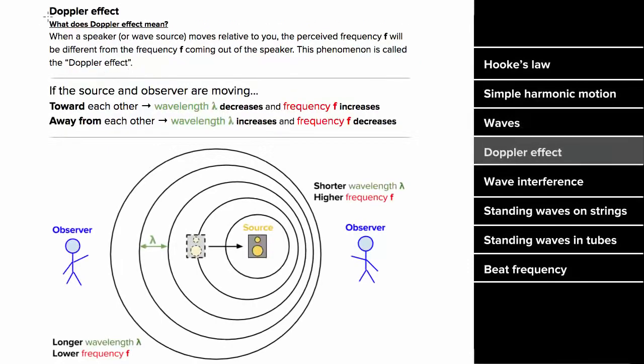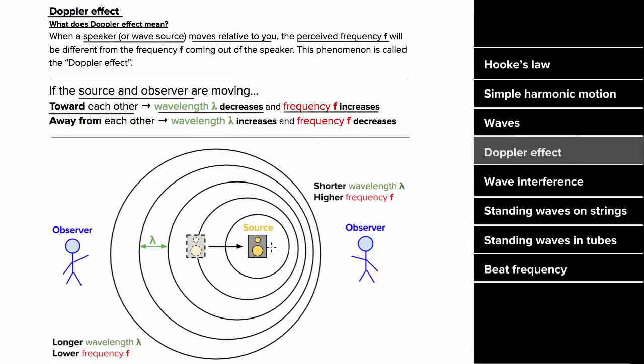The Doppler effect refers to the change in the perceived frequency when a speaker or a wave source moves relative to the observer. If a wave source and observer are moving toward each other, the wavelength of the sound wave is going to decrease according to that observer, which would make the perceived frequency increase.